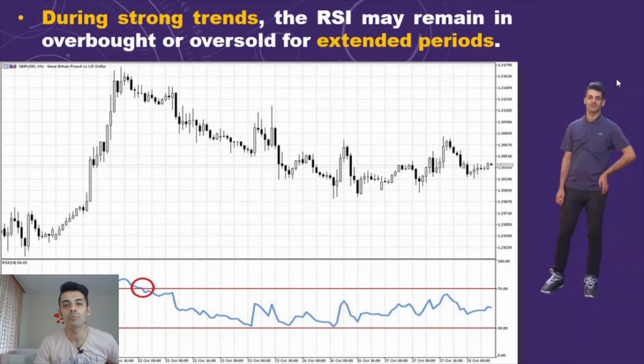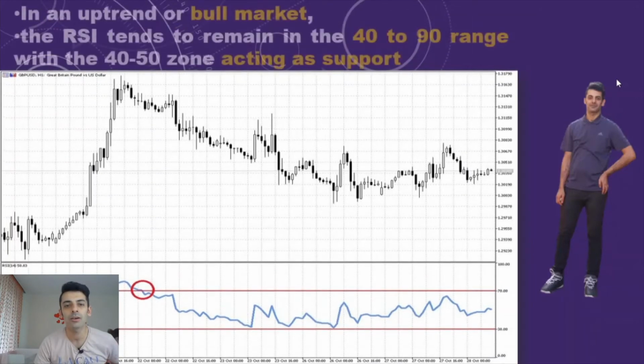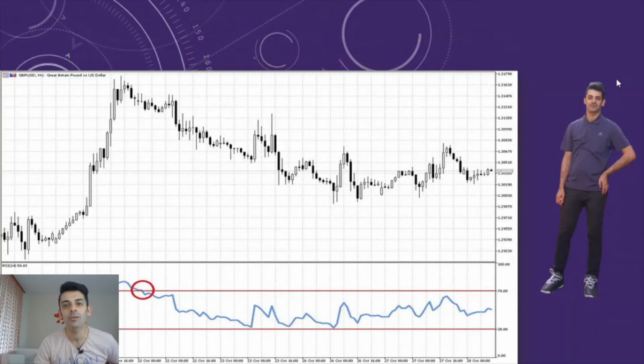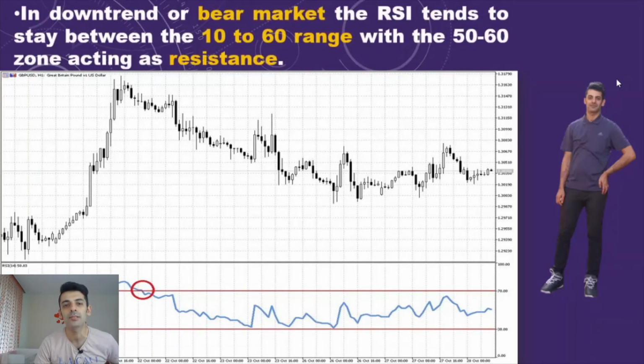In an uptrend or bull market, the RSI tends to remain in the 40 to 90 range with the 40 to 50 zone acting as support. During a downtrend or bear market, the RSI tends to stay between the 10 to 60 range with the 50 to 60 zone acting as resistance. These ranges will vary depending on the RSI setting and the strength of the security or the market's underlying trend.